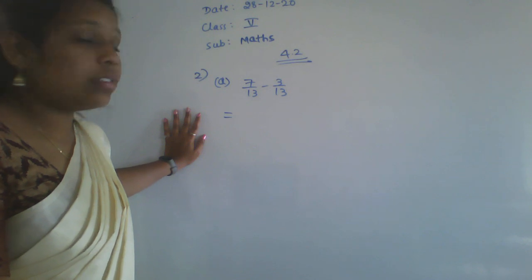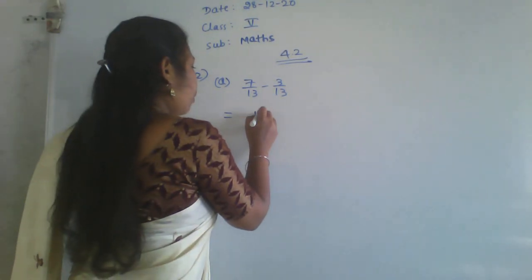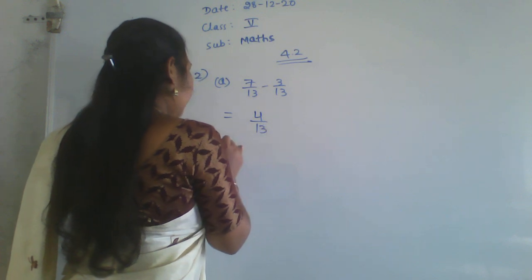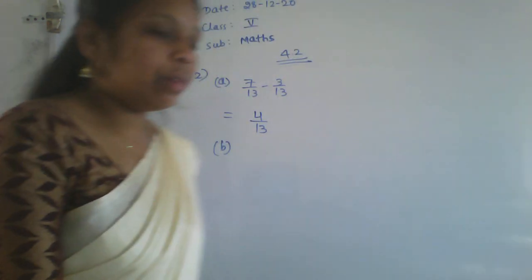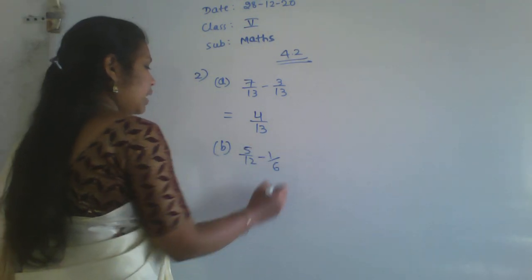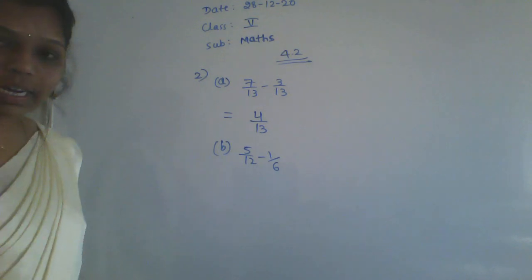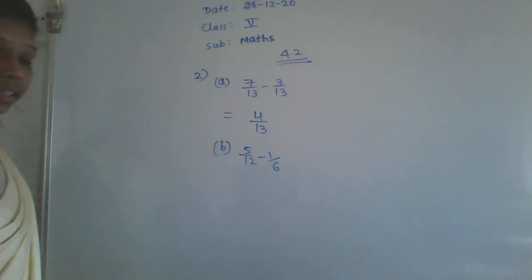7 minus 3 is what? 7 minus 3 is 4. So 4 by 13. Next, B one: 5 by 12 minus 1 by 6.